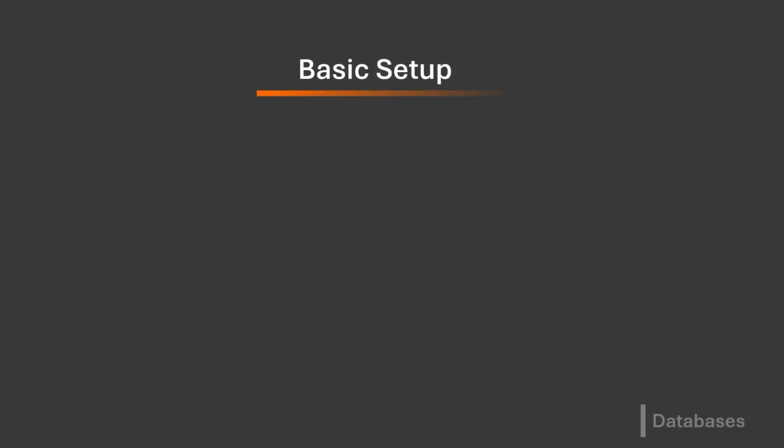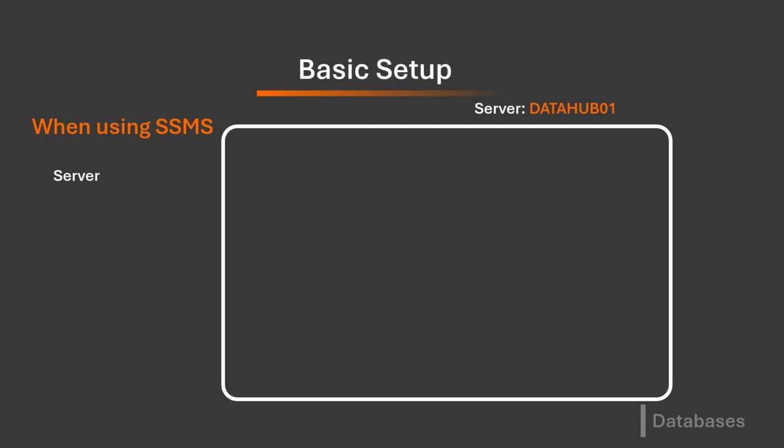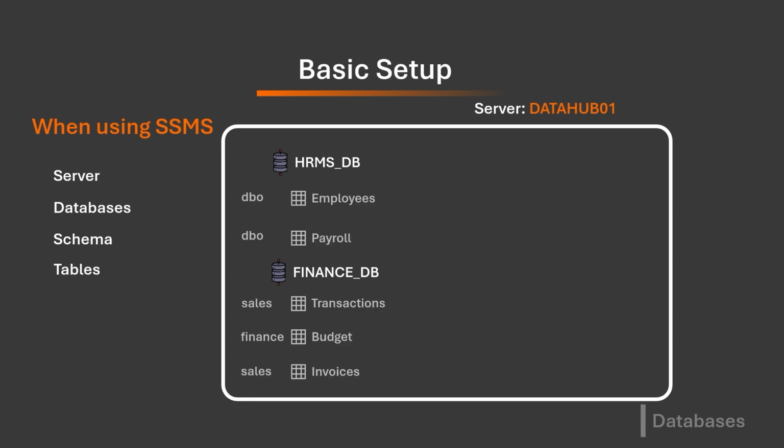Relational databases are structured in a way that makes storing, retrieving, and managing data efficient. Let's break down the basic setup using Microsoft SQL Server as an example. First, we look at the hierarchy of server, database, schema, tables, and then columns and rows. A server can host multiple databases. Each database can contain multiple schemas. Schemas are like folders within a database used to logically group related tables. Each schema can contain multiple tables which organize related data.